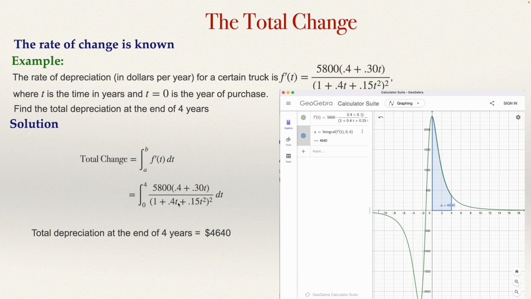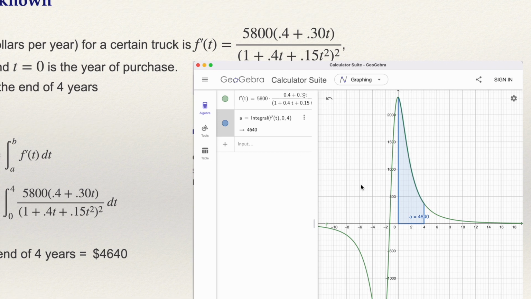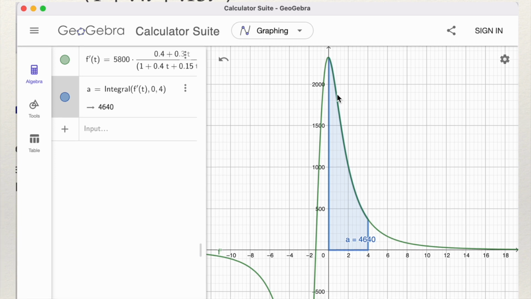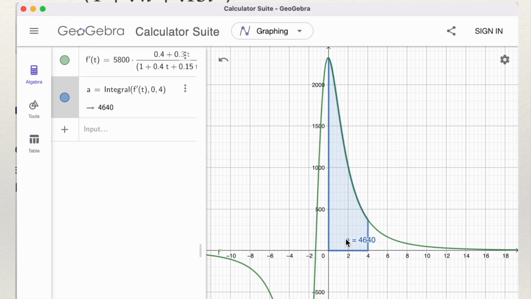So you have two options. You can get the integral using integration by substitution, and then use the fundamental theorem of calculus. If you use GeoGebra, it is going to give you not only the solution, but also a graph of the function. This green one here is the graph of the rate of depreciation, and the area under the curve, that is the definite integral, is also shown here. So it would be 4,640.